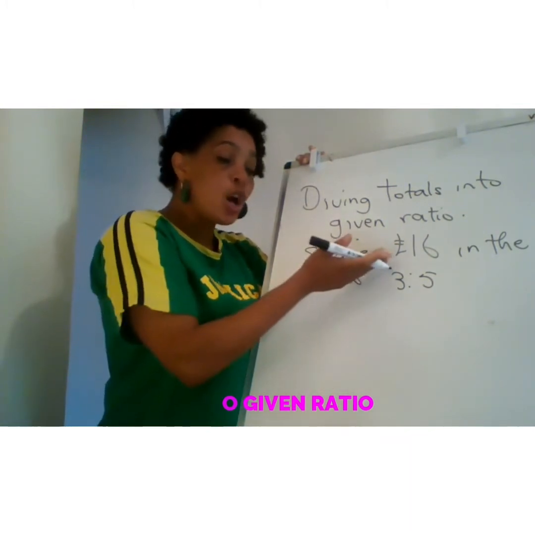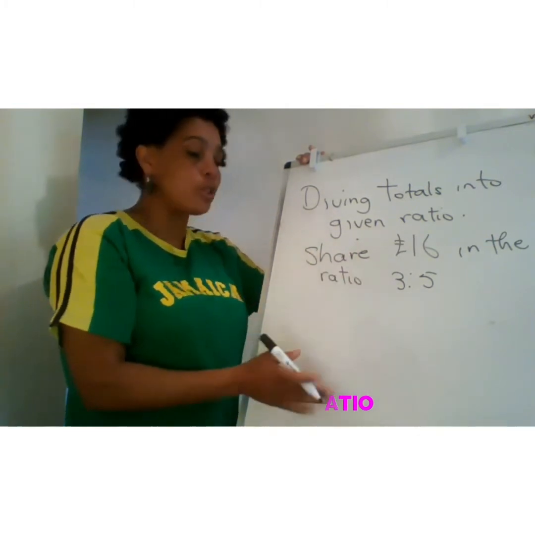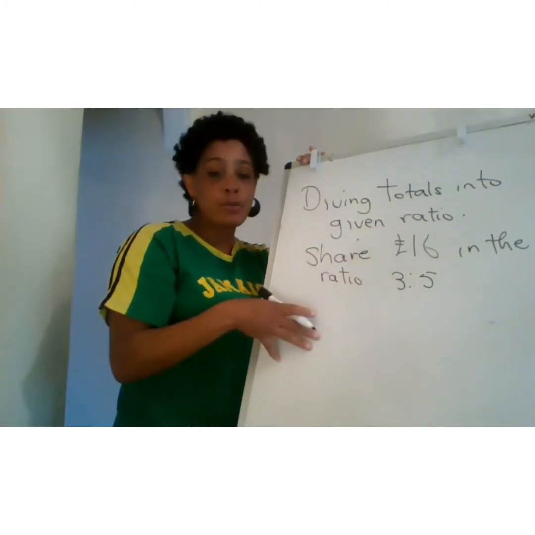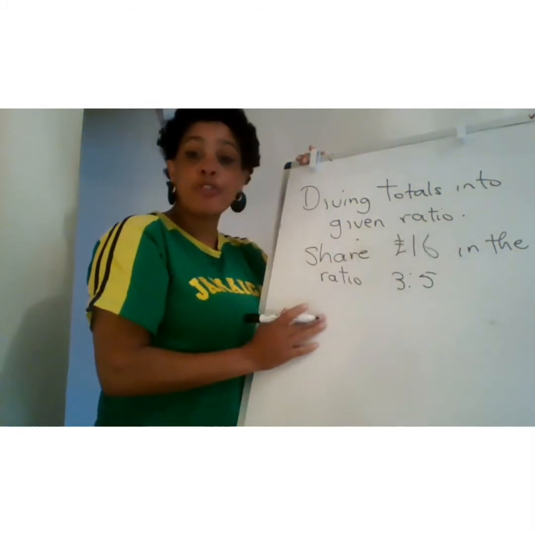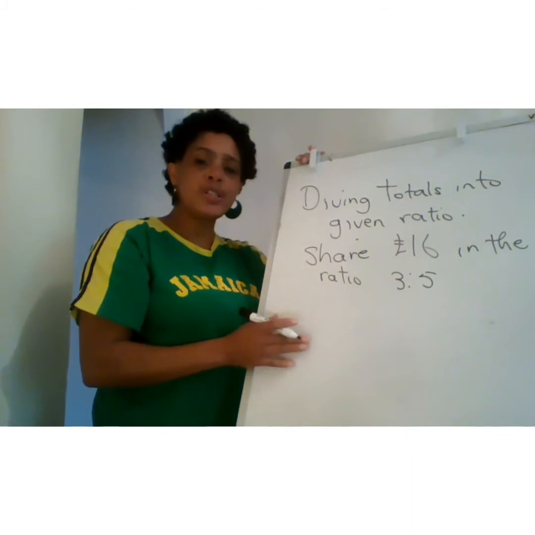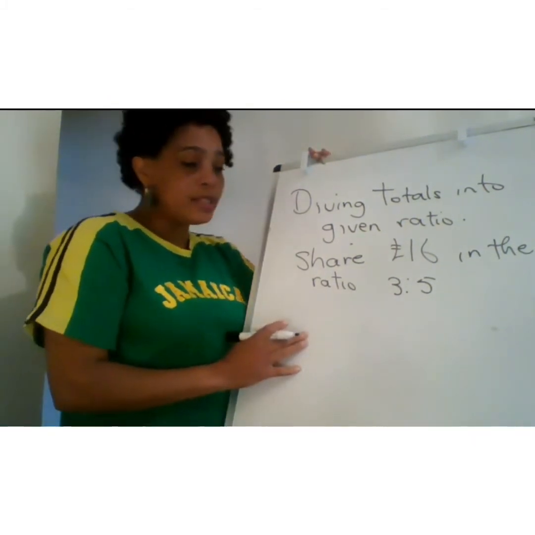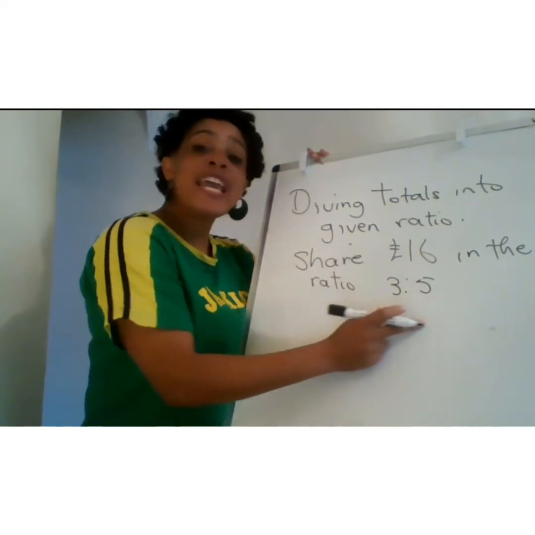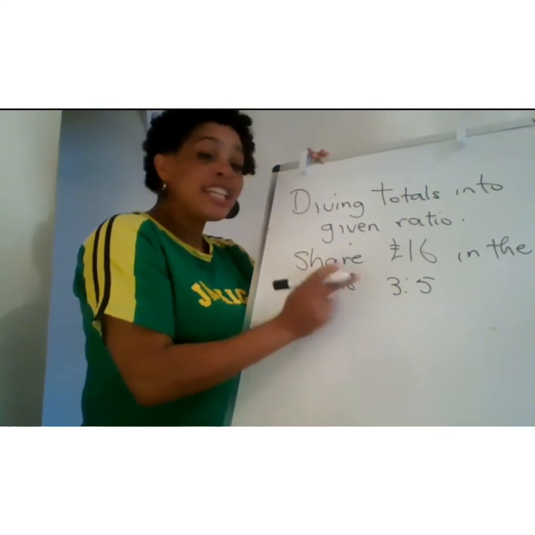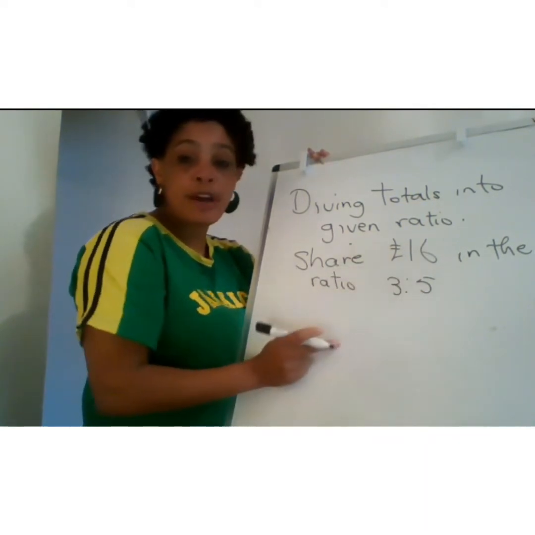You could have used dollars, you could have used pounds, interchangeably depending on where you're watching from. So in this example, I'm going to be using pounds. Share £16 in the ratio of 3 to 5. What does this mean? This means I have £16 and I'm going to be sharing it into 8 parts. Of that 8 parts, I'm going to give one person 3 and one person 5 parts.